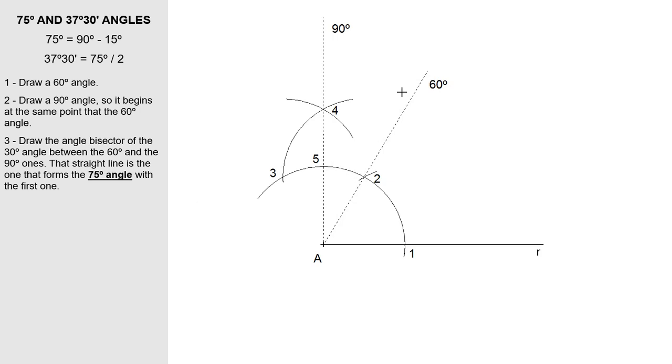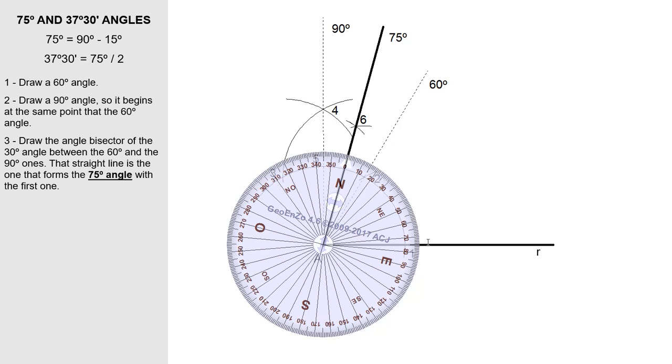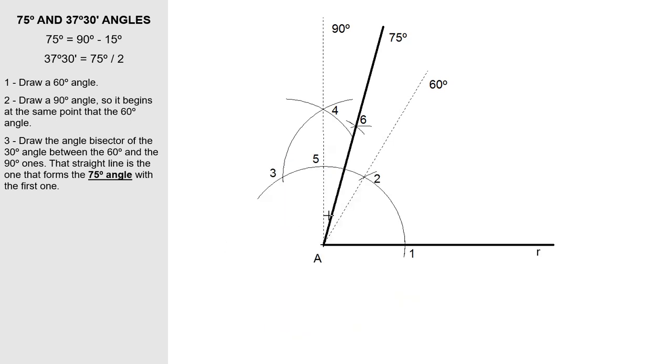In order to find the angle bisector of the angle intercepted by arc 2, 5, we draw two arcs with the same radius, the one we want, using points 2 and 5 as centers, which meet at this point 6, so the semi-straight line that starts at A and goes through point 6 forms a 75° angle with semi-straight line R. I check it, here it is, the 75° angle.